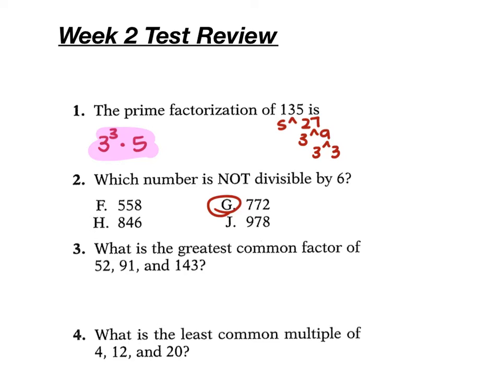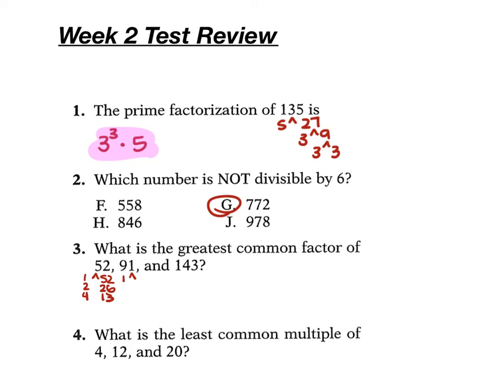For 3, we're asked to find the greatest common factor of 52, 91, and 143. So factors of these. The 52 is 1 and 52, 2 and 26, 3 does not go into it evenly, 4 goes into it 13 times, 5 no, 6 no, 7 no, 8 no, 9 no, 10 no, 11 no, 12 no, 13, 4 times. So we're done with that one.